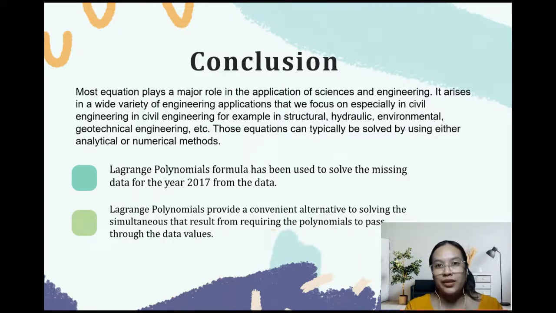Here in this project, the Lagrange polynomial formula has been used to solve for the missing data for the year 2017 that have been observed from the rainfall stations of the Department of Irrigation and Drainage, DID. The Lagrange polynomial provides a convenient alternative to solving the simultaneous equations that result from requiring the polynomial to pass through the data values. This is a particularly convenient way to interpolate among tabulated values with a polynomial.